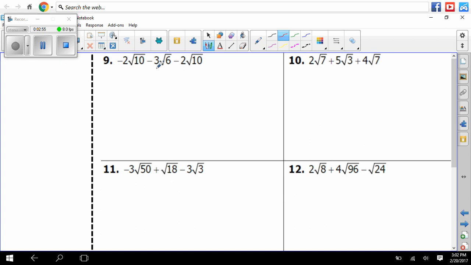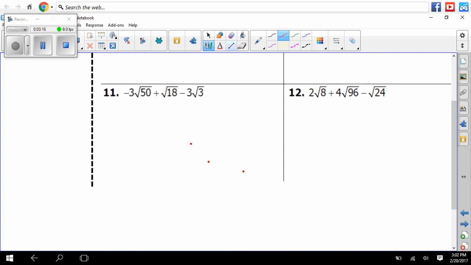Here's some more. Now we're going to have 3 items. So radical 10s and radical 6s. 10 breaks down to 2 and 5. There are no perfect squares in it. So let's go ahead. These two are like terms. And I get 4 radical 10. And this one's separate. So I'm going to bring him down all by himself. And we're done.